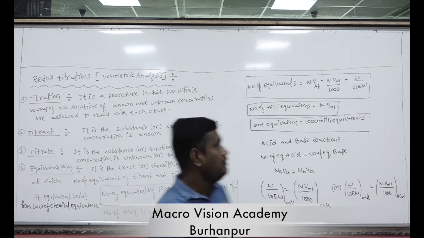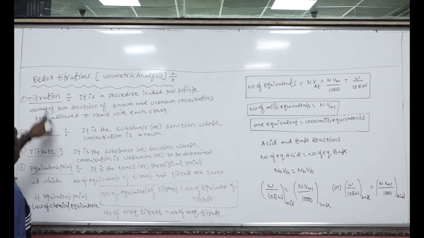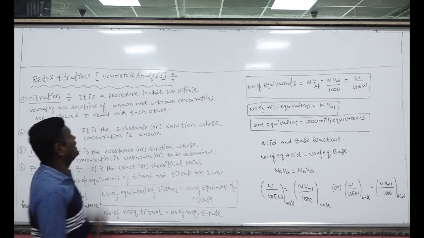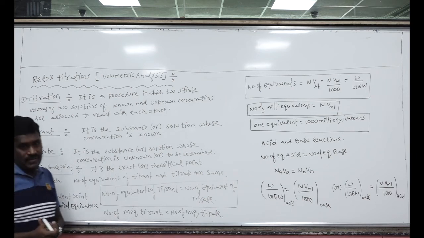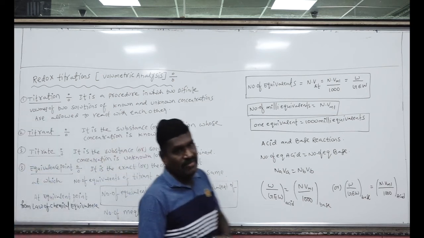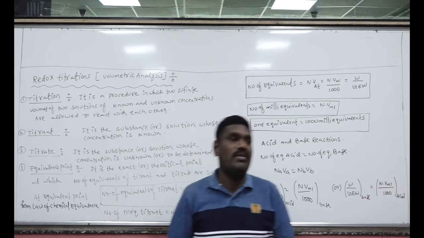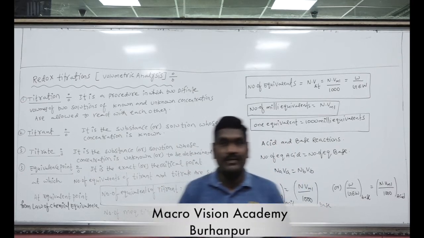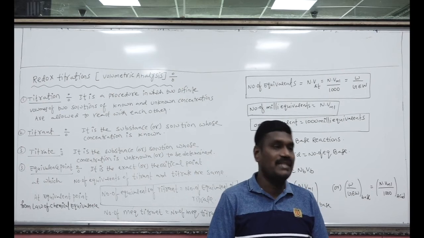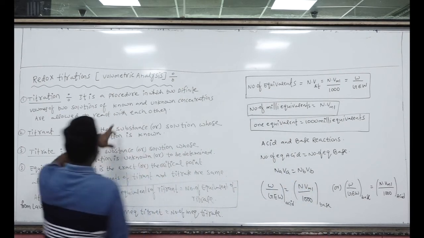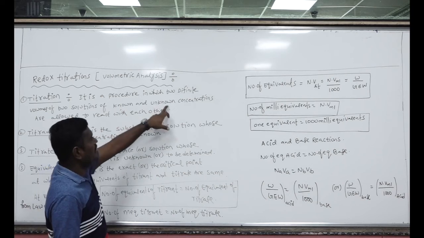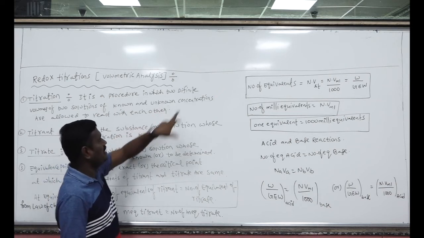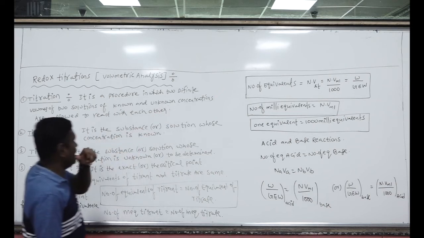Okay. Now what is the definition of a titration? This redox titration is known simply as volumetric analysis or volumetric titrations. Titration is a procedure in which two solutions of a definite volume are allowed to react with each other, of known and unknown concentrations. Out of the two solutions, one solution concentration is known and the other one is unknown. With the help of a known concentration, we can determine the unknown concentration of the solution.